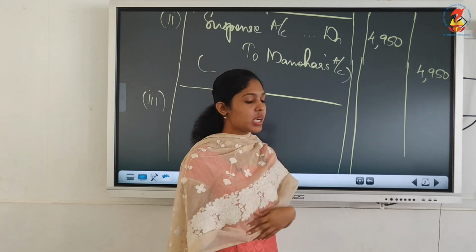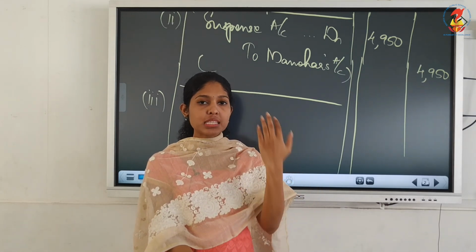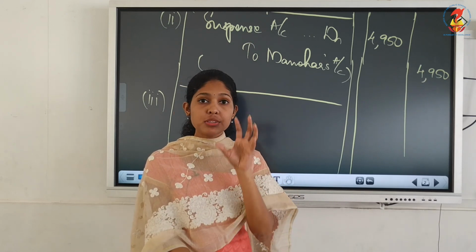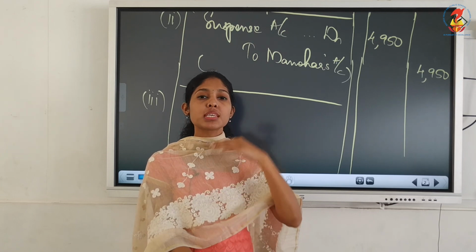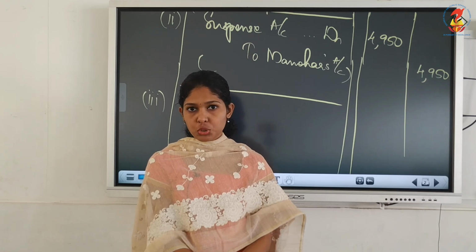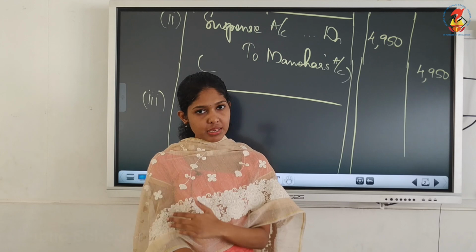Yes, third one is purchases book was overcast by rupees 800. Overcast means there is an excess in purchases book. So excess, what should we do? The purchases book normally has a debit balance, and which is excess now, which we have to cancel. So what will you do? If there is an excess debit, you have to cancel it by crediting.